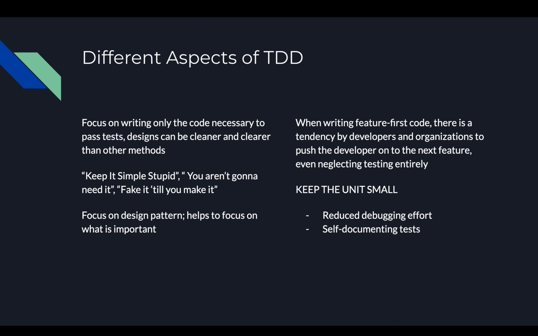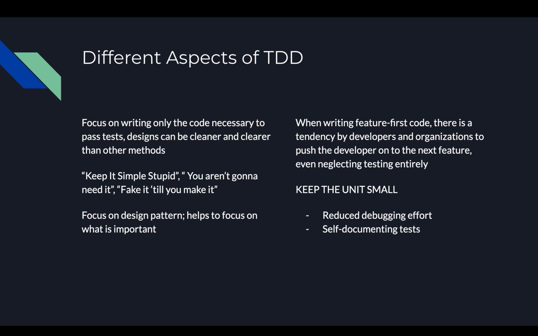Another thing, when writing feature first code, that's opposed to test driven development. This is about the opposite side. There's a tendency by developers and organizations to push the developer onto the next feature, onto the next thing to bring in to the table, which neglects testing entirely if they're just continuing to go to the next feature, which isn't good because testing is important and makes sure that the program's running right.